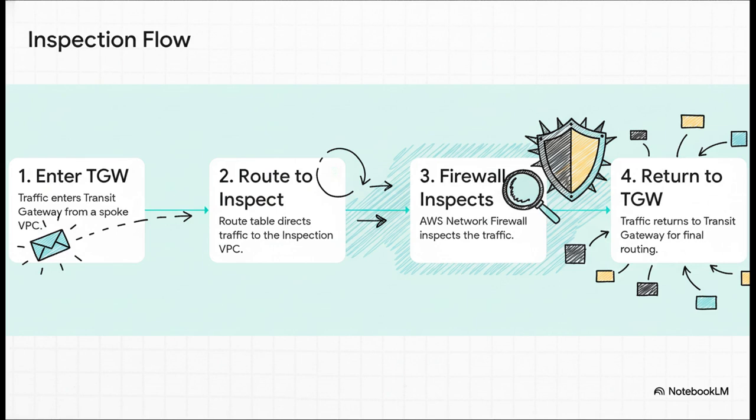So a packet of data leaves a regular VPC and hits the transit gateway. The route table says, whoa, hold on, you got to go to the inspection VPC first. The firewall in that VPC does its thing, and if the traffic is legit, it sends it back to the transit gateway, which then finally sends it where it was originally trying to go.